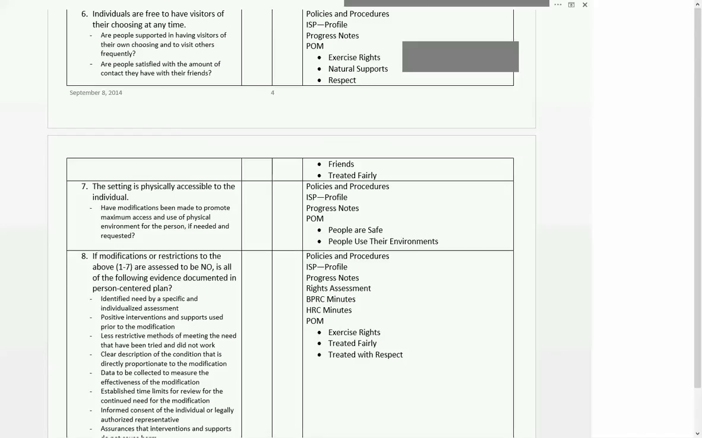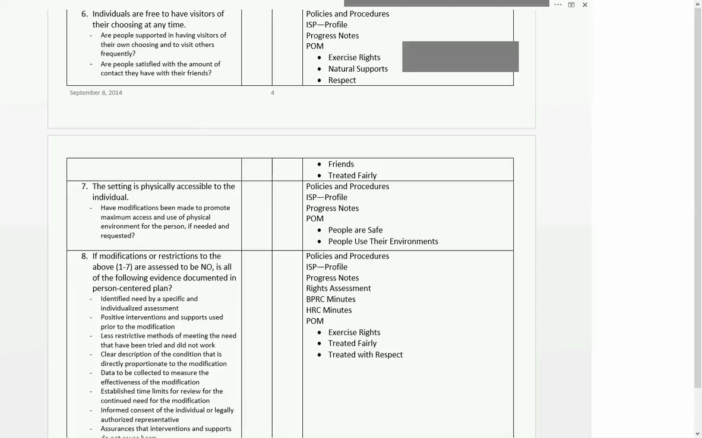if I get a speeding ticket on my way to work, I don't automatically lose my car. I would get a ticket, I might get a warning. If I keep messing up, then I might eventually lose my license, but they don't take my car. So it's supposed to be relative to the problem that's being manifested. There also needs to be an indication of the data to be collected to measure the effectiveness of the modification. It needs to have established timelines for review. Informed consent of the individual or legally authorized representative needs to be present, and assurances that the interventions and supports do not cause harm. Really, this goes right down our basic assurances survey in terms of rights and exercising rights, and also positive services and support.